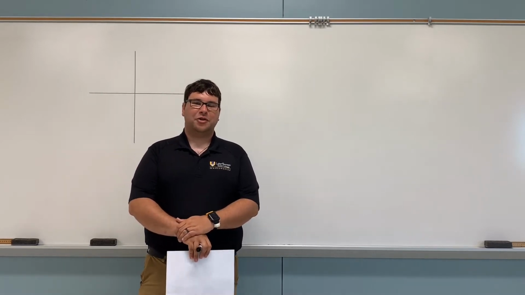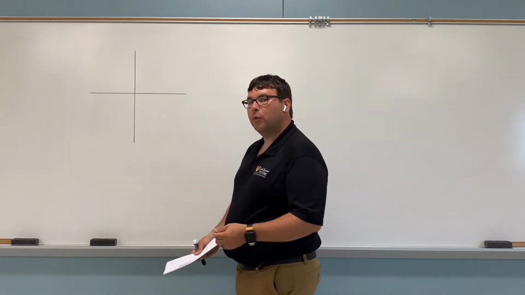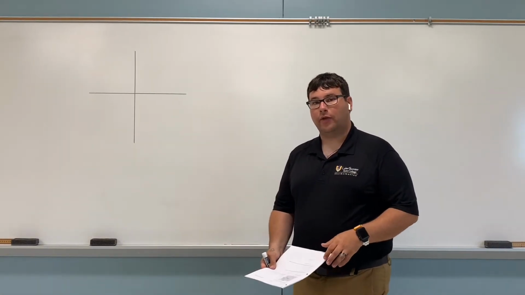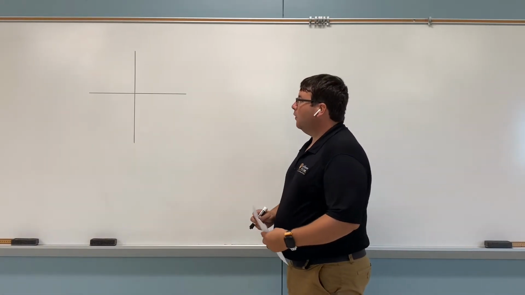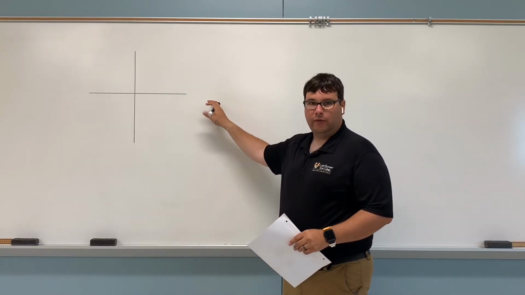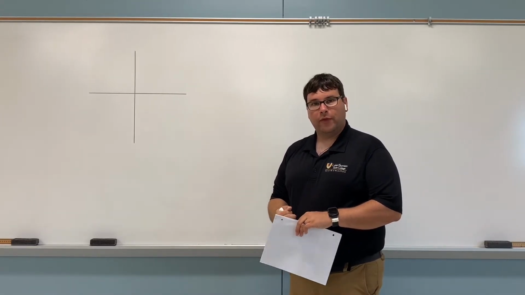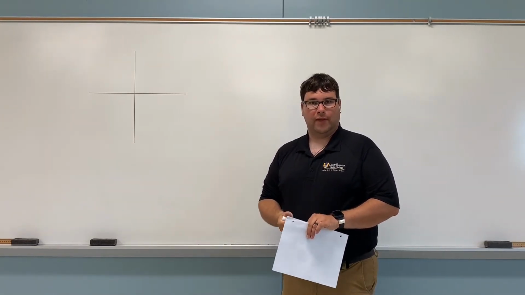Welcome to today's lecture on section 3.1. We're going to go over the rectangular coordinate system that we use for graphing throughout this course. As you can see, I do have what looks like crosshairs here. This is the Cartesian coordinate plane, and we need to label a few things on here just to get a full understanding of what we're looking at.